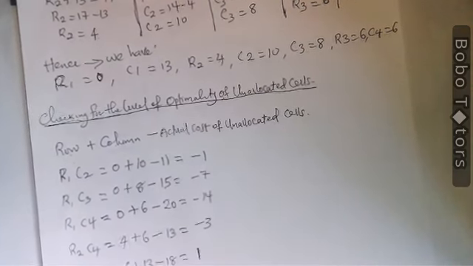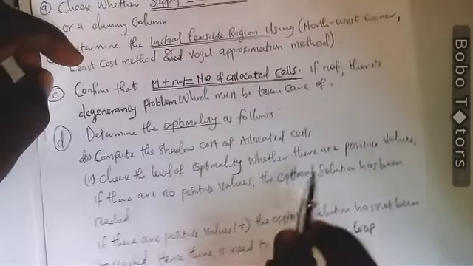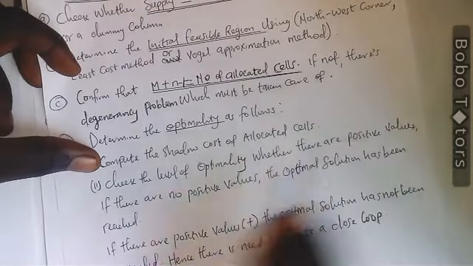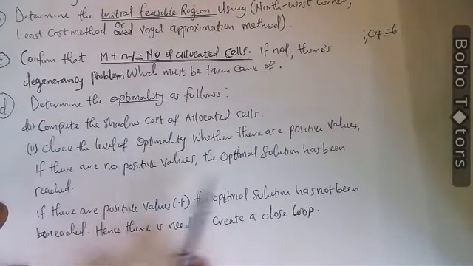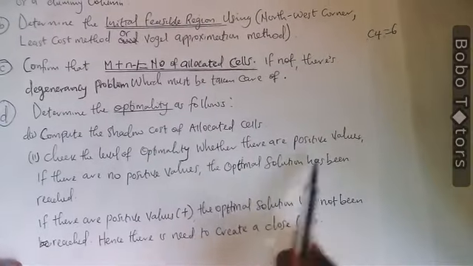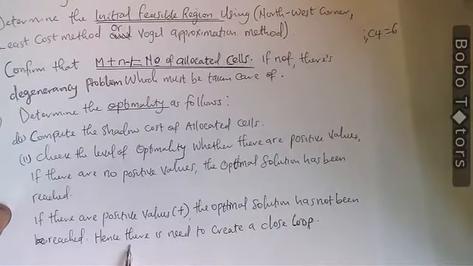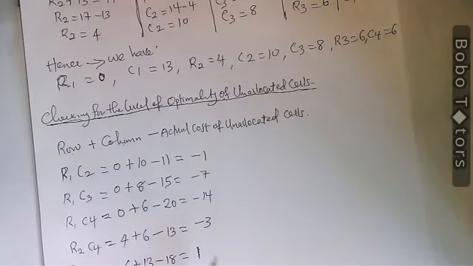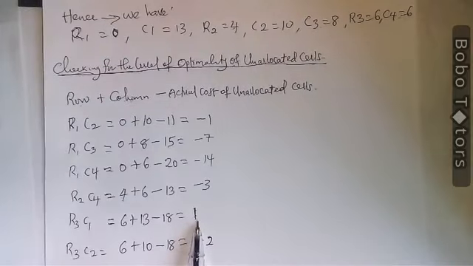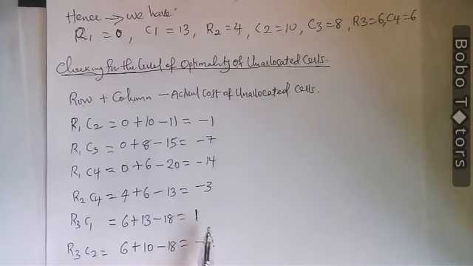Now, remember that I told you earlier that to check the level of optimality, you have to determine whether there are positive values. If there are no positive values, the optimal solution has been reached. But if there are positive values, the optimal solution has not been reached. Hence, there is need to create a closed loop. Now, you will see here that we have a positive value, 1. So definitely we are not through with our solving. We still have to create a closed loop.